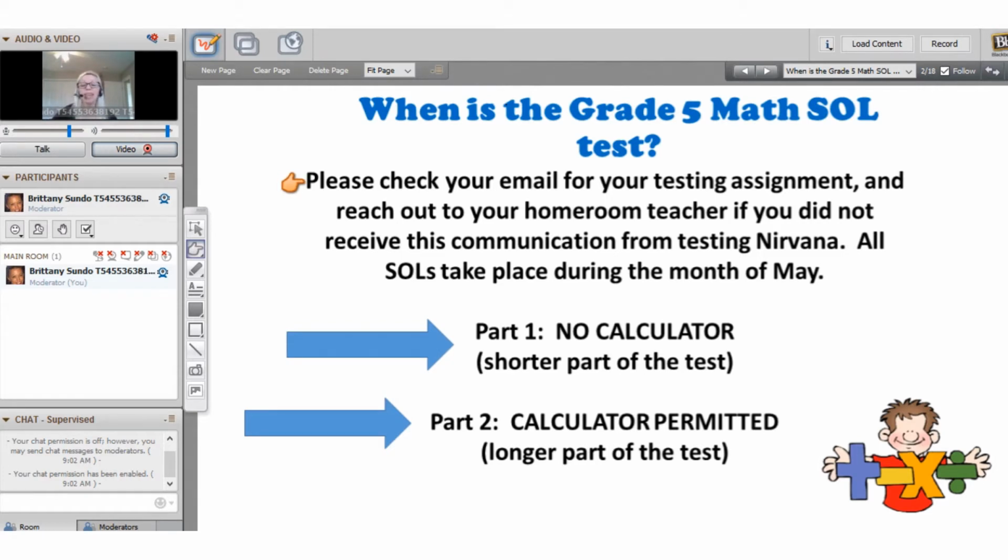Okay? The SOL will be broken down into two parts. Part 1, there will be no calculator. This is the shorter portion of the test. And Part 2, there will be a calculator permitted, and that will be the longer portion of the test.